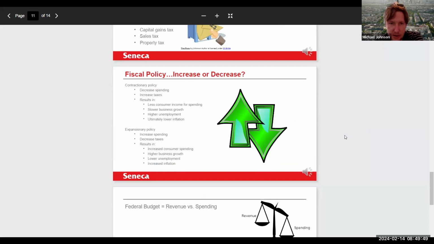Fiscal policy increase or decrease. Contractionary policies decrease spending and increase taxes, which results in less consumer income for spending, slower business growth, higher unemployment, and ultimately lower inflation. Expansionary policy means increased spending and decreased taxes, which results in increased consumer spending, higher business growth, lower unemployment, and increased inflation.